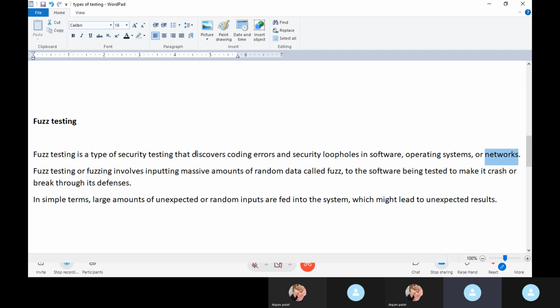Anyone cannot do fuzz testing. He should have knowledge of the operating system, the networks, and security. Then only he can do fuzz testing.